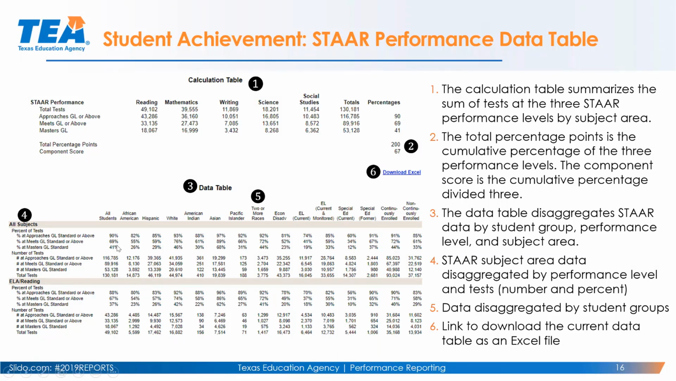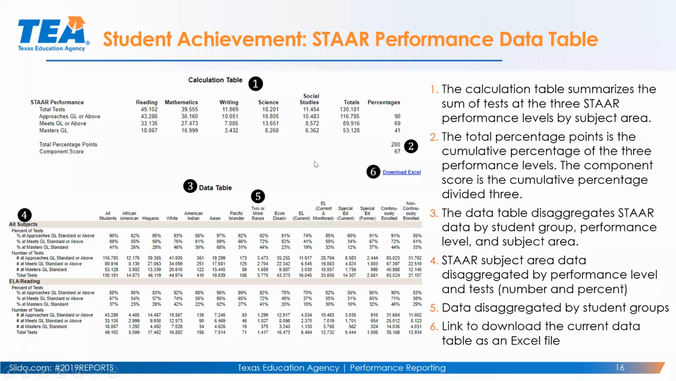69% were at the meets grade level or above. Where did that come from? Again, my denominator is 130,181 total tests. Of those, 89,916 are at the meets grade level. Numerator, denominator gets me a percentage. Same for masters: 53,128 at the masters grade level. Numerator, denominator, 130,181 gets me a percent. That is summarized here at the top.